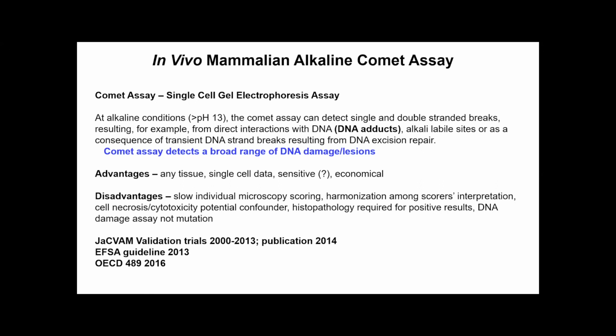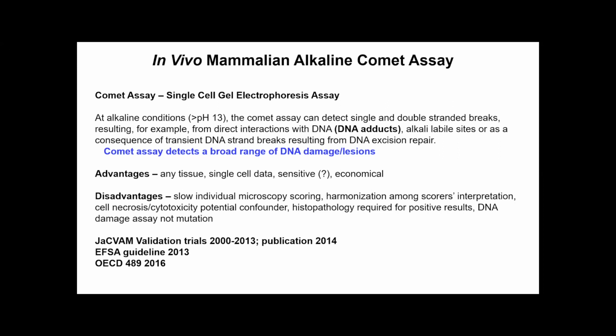The comet assay detects a broad range of DNA damage and lesions. Some people think it's just a breakage assay, but it's not really. Again, if you have a DNA adduct at alkaline conditions, it becomes unstable, forms a break, and that's how those are scored. The advantage of the comet assay, unlike the assays I talked about, like chromosomal aberrations where you have to have cells dividing, is that in the comet assay, you don't use a cell that's dividing.